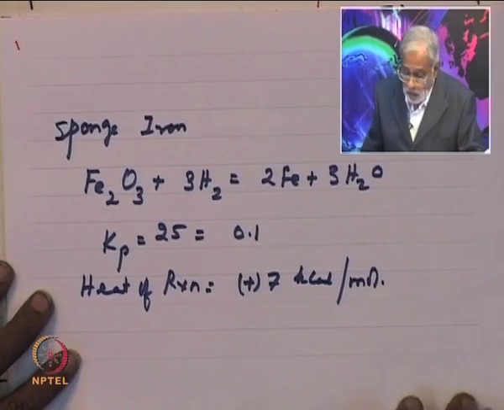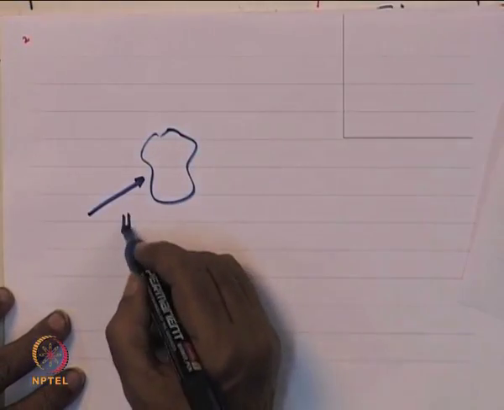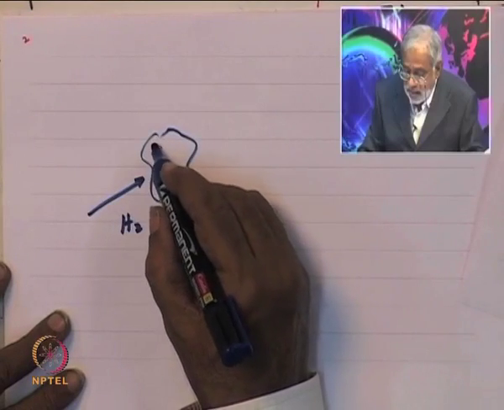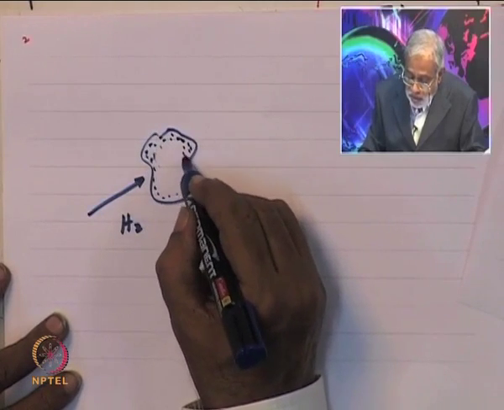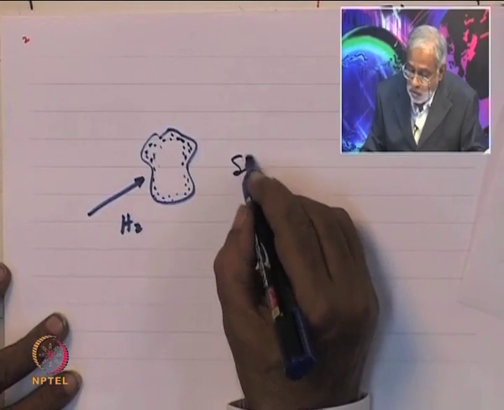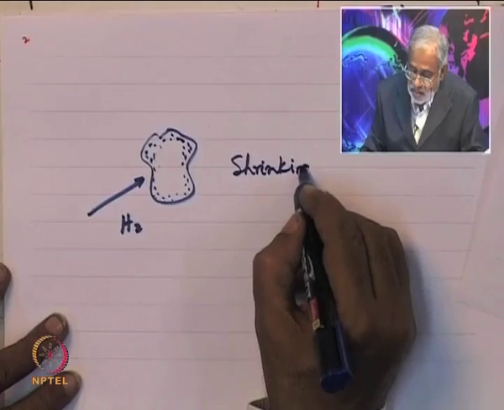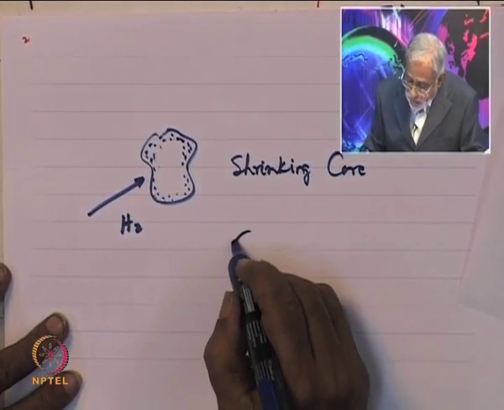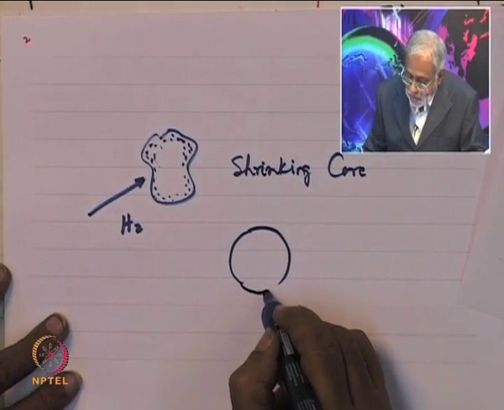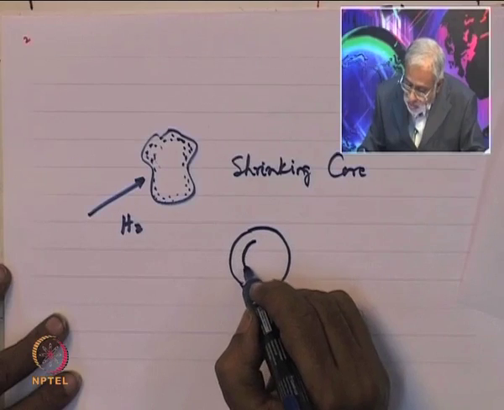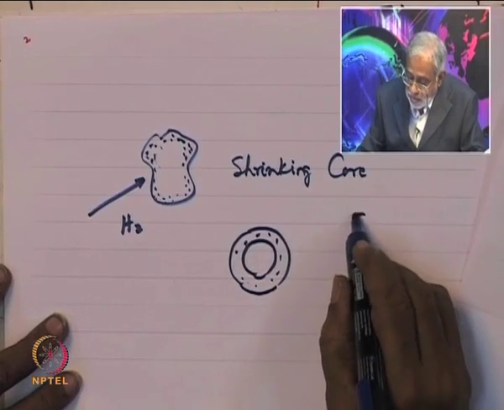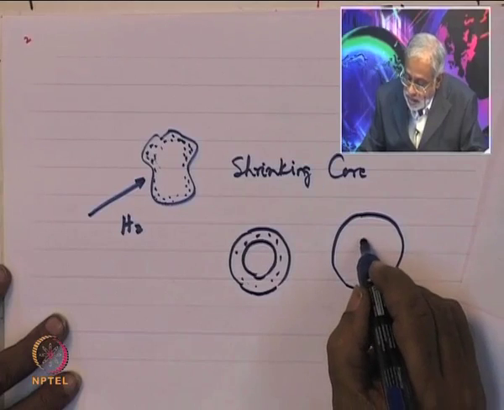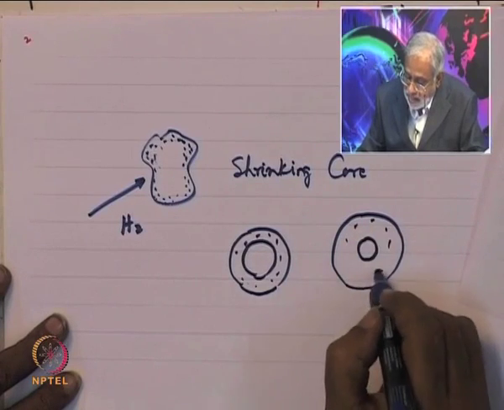Now, let us just look at this. You have a solid, and you have hydrogen diffusing. As hydrogen goes inside and starts to react, the core keeps on drifting inside. So, it is a shrinking core. We have done that. If you look at a model, assuming that it is a spherical particle, as the reaction proceeds we would expect this to be the reacted layer and this the unreacted layer. At some other time, maybe it is like this, with this the reacted layer.